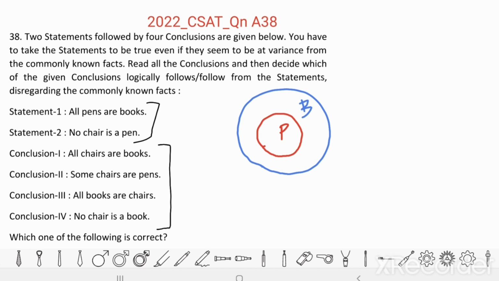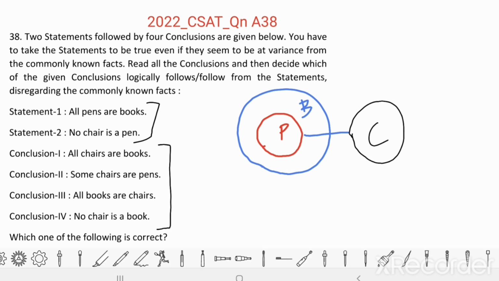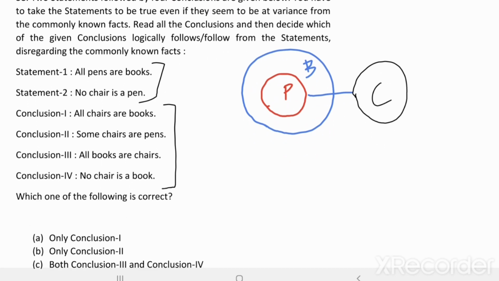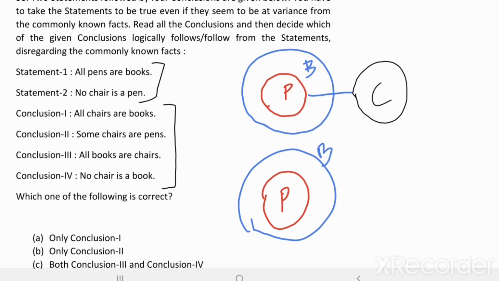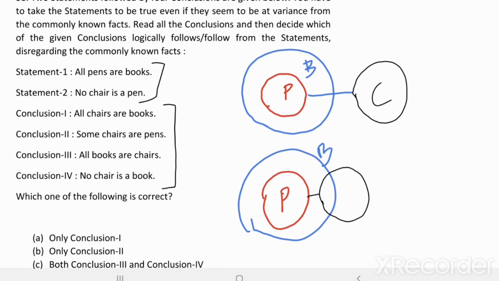Second statement. No chair is a pen. So there is no relation between this red circle and the circle which we are drawing here for chair. No chair is a pen. This we can draw in this way too. Here it is pen. Then this is book. Then no pen is chair, in this way.